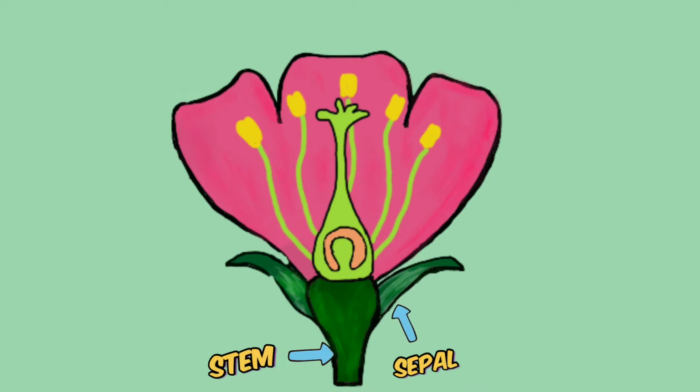Okay, let's move to the colorful part of the flower, which is named the petal. Maybe different flowers have different colors of petals. The petals can attract animals to come in.